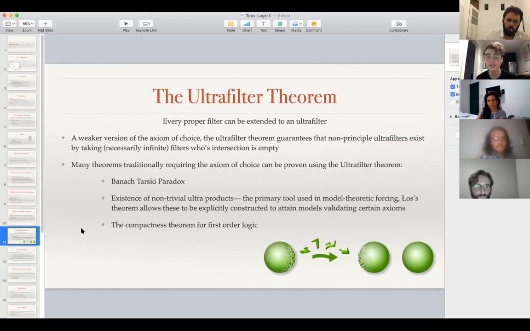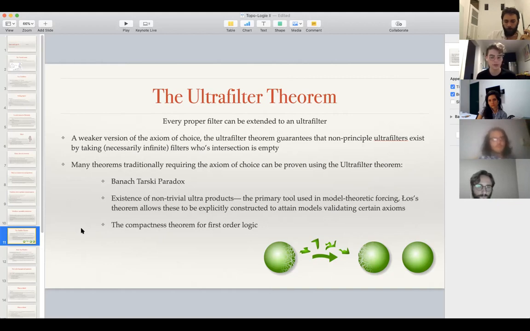Using this, if you simply take an infinite filter, as long as all the things don't intersect at the empty set, you can actually extend it to a full ultrafilter. So it turns out this ultrafilter theorem or axiom is a weaker version of the axiom of choice. The axiom of choice, of course, can prove it, but it can't be proven from it. But you can actually use it to prove a few classical results.